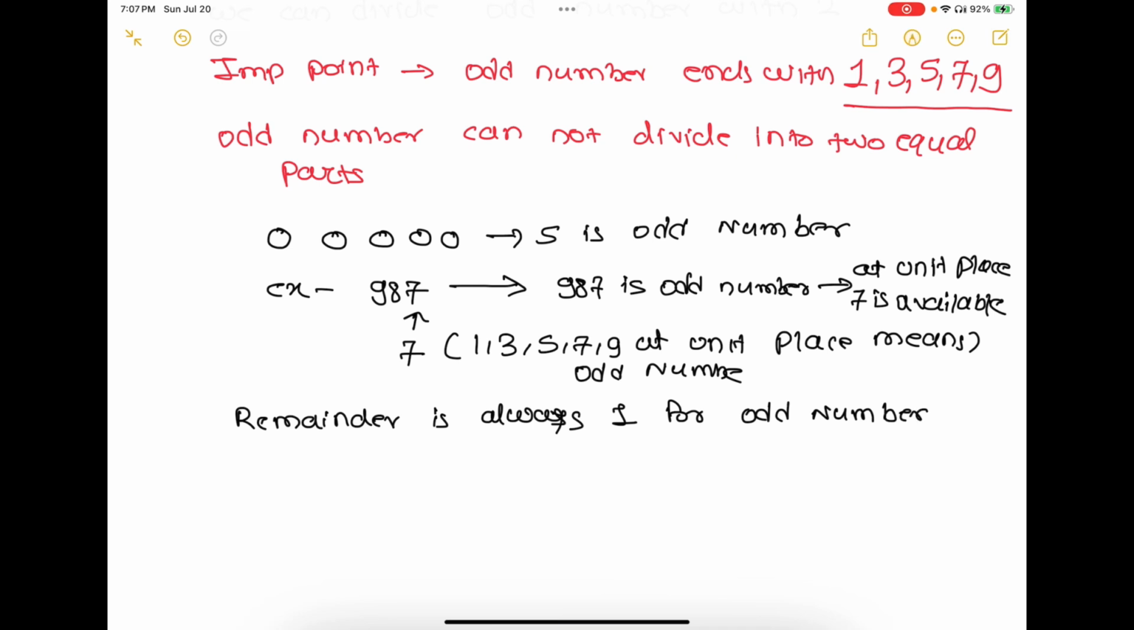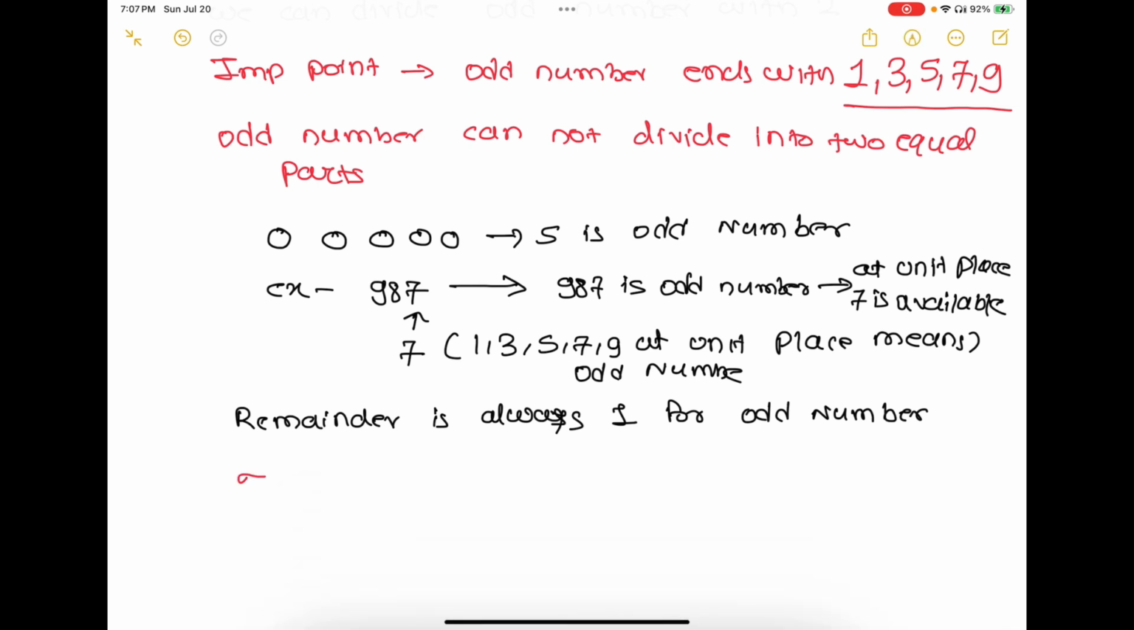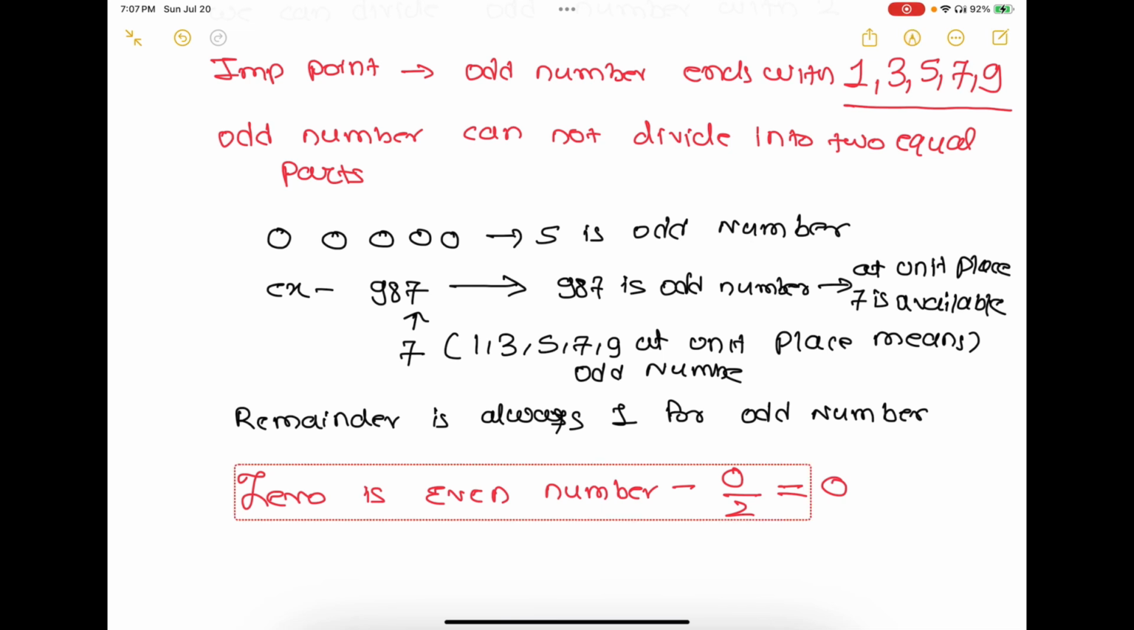A very important point that I forgot to mention. Let me add it now. 0 is even number because we can divide 0 by 2 and it equals 0. So 0 is even number.